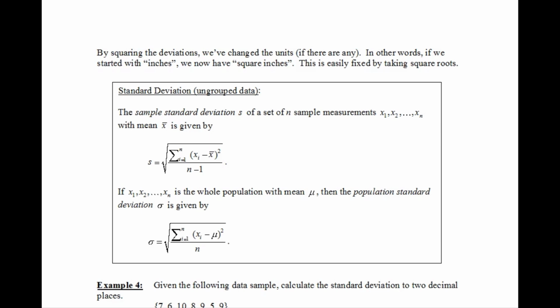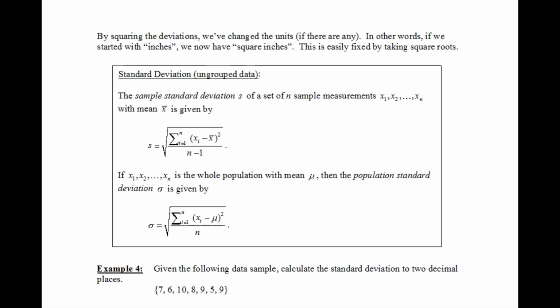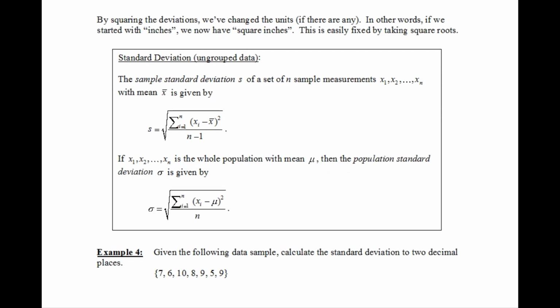Now, let's move on to something called standard deviation. Notice that when we subtracted the mean and squared, we changed the units. In other words, if we would have started with inches, we will now have square inches. And so we are no longer in the same units as the original data points. The way we're going to take care of that is to take square roots. This is what we call the standard deviation. And you can think of deviation as meaning distance from the mean.